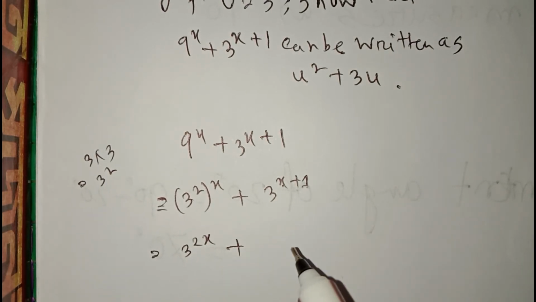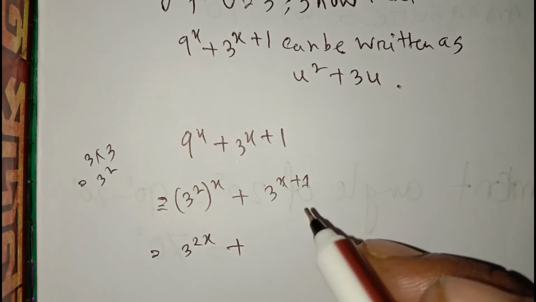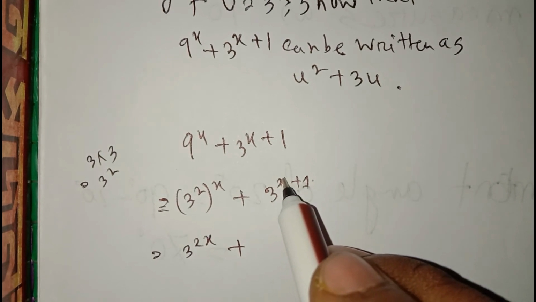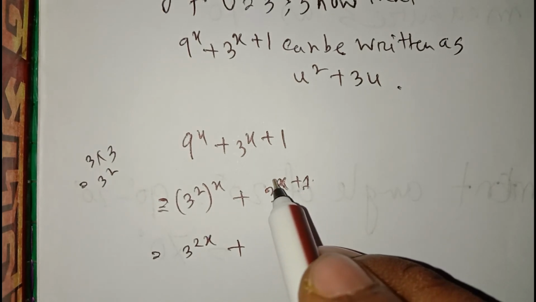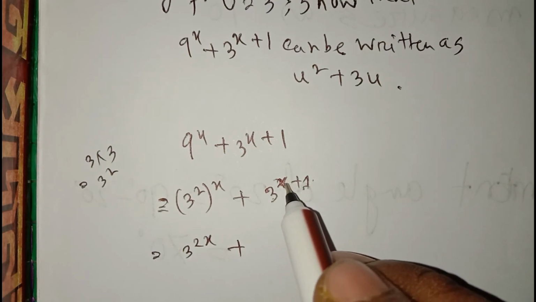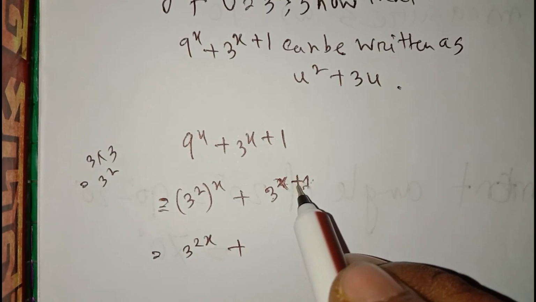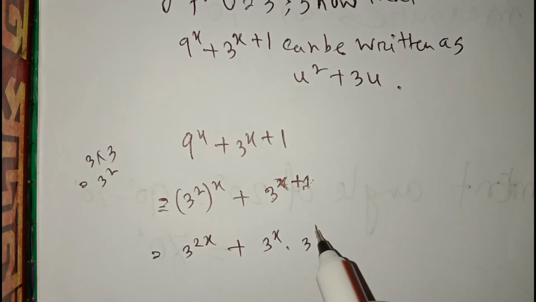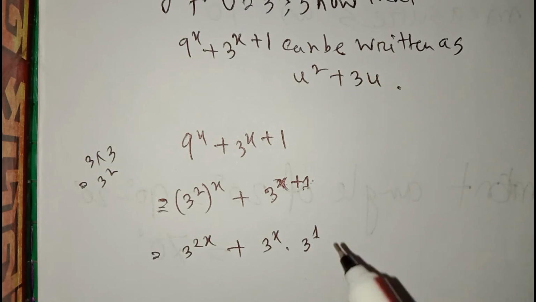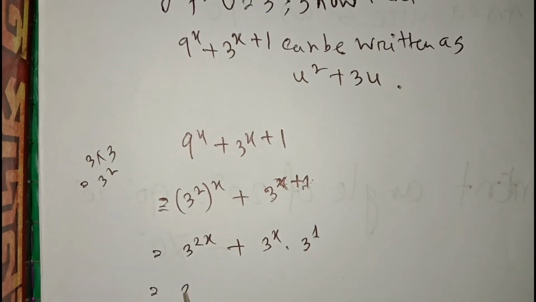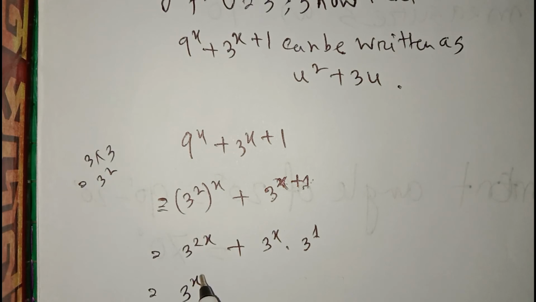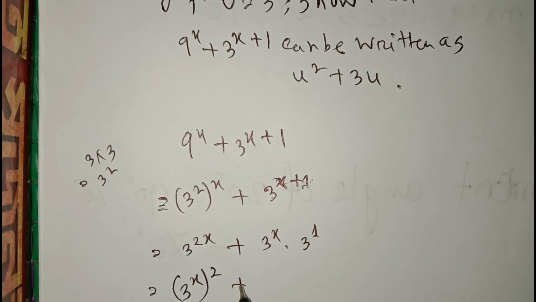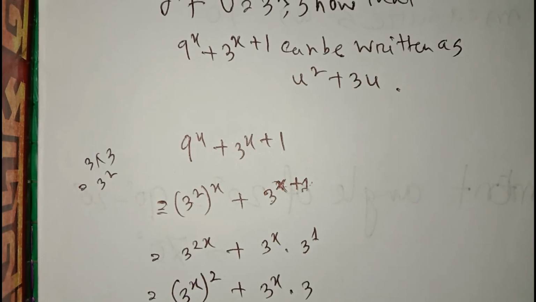Here, as we know, if there is one base and two different powers, and here is a plus sign, we can write it in multiplication format to distribute the base. So here we can evaluate this index first and this index last. So here is 3 to the power x multiplied by 3.